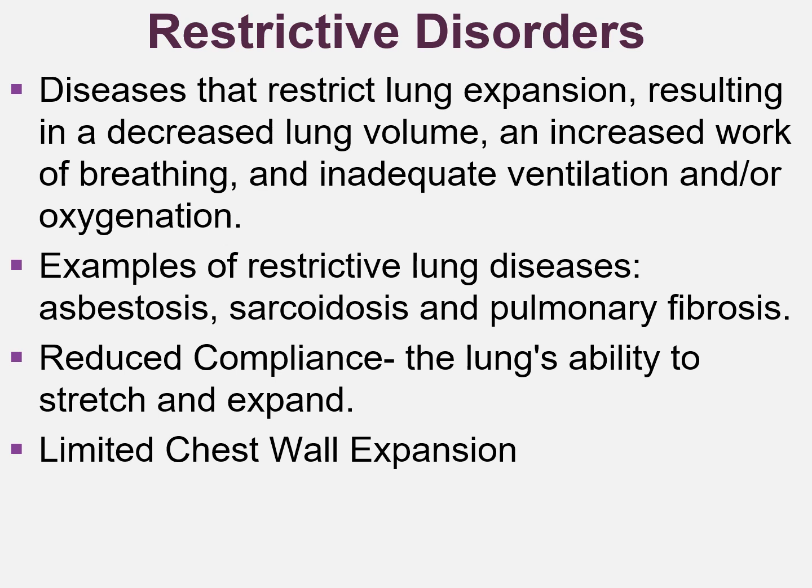So we also have some restrictive lung diseases such as asbestosis, sarcoidosis, and pulmonary fibrosis. These diseases restrict lung expansion, meaning how well the lungs' compliance or chest wall expansion is. So they restrict the lung expansion, and this causes a decrease in lung volume, an increase in the work of breathing, and inadequate ventilation or oxygenation. It's caused by reduced compliance, where the lungs' ability to stretch and expand is affected, or by limited chest wall expansion.